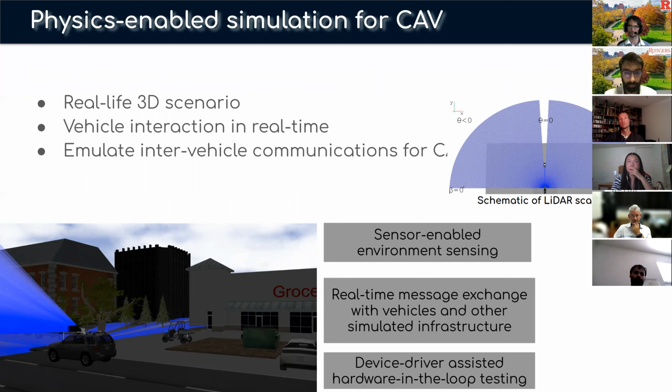So we have some other options, for example ROS and Gazebo, and some of the new generation of simulators that recently came out. These kinds of simulators do sensor-enabled environment sensing and real-time message exchange. And we can also plug in some hardware along with the simulation, so that we can do some of the things that are hard to model in the simulation.